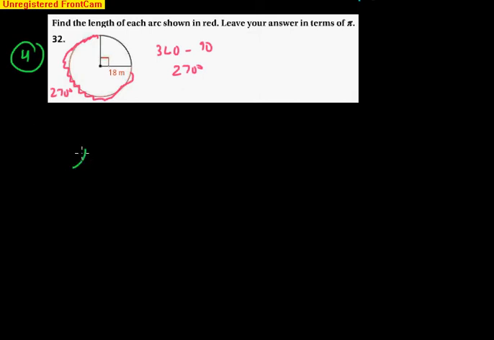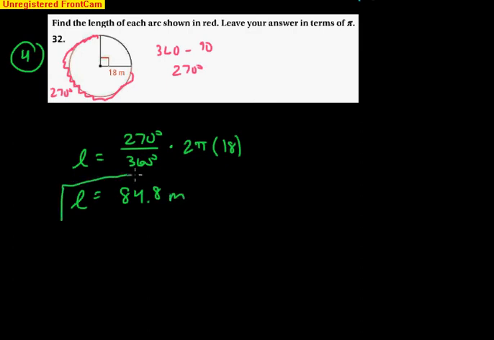So of course, to find arc length, we take the length equals the measure of the arc over 360 times the circumference. And the circumference, in this case, 18 is the radius, 2 pi times the radius, which is 18. And we will plug this all in. I'm not going to leave it in terms of pi. I'm going to plug it all into my calculator and see what I get. When I plug this in, I get an answer of 84.8. And length is not squared, it's part of the circumference, so it's just units, which are meters.